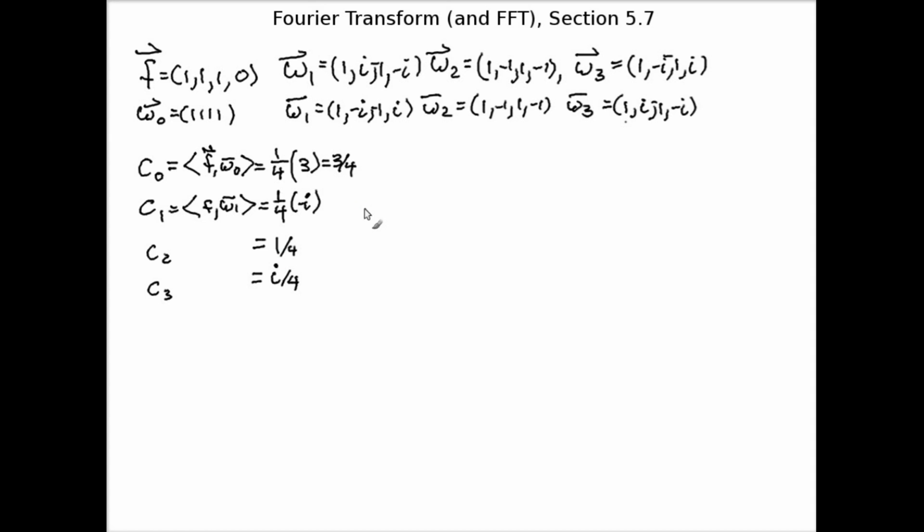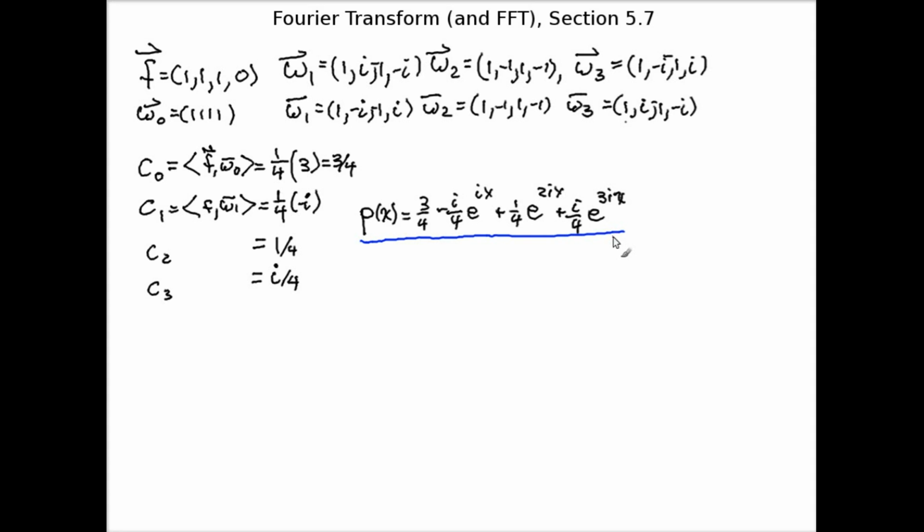And so that says that this polynomial that I've computed is c0, which is to say 3/4, plus this constant, which is to say minus i over 4 e to the ix plus 1/4 e to the 2ix plus i over 4 e to the 3ix. And I said polynomial, but of course I mean this expression in terms of the exponentials.